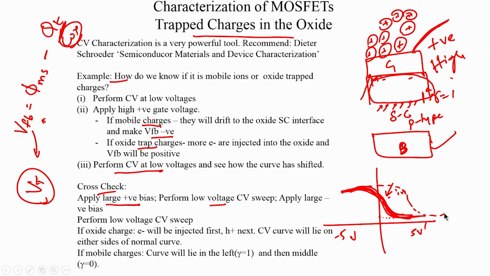And then when we apply very large negative bias, we will inject holes into the device, and then when you perform CV characteristic, the curve would have shifted to the left of the mid position. And therefore, if the CV characteristic curve swings wildly on either side, it is very likely that you have oxide trap charges and not mobile ions. Okay. So, these are just some examples to illustrate how the CV characteristics can be used to make these measurements.